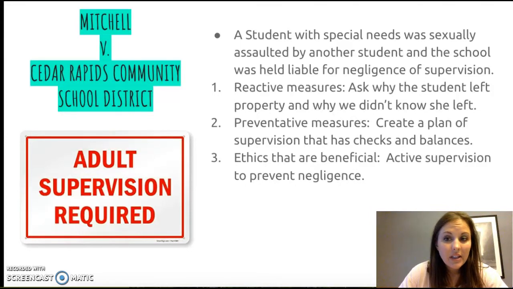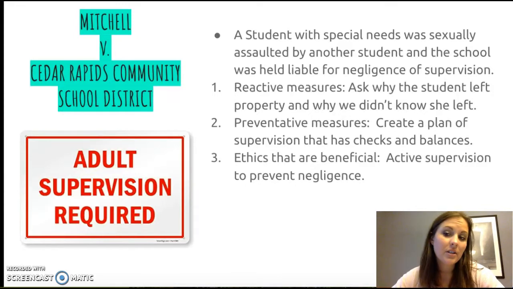A student with special needs was sexually assaulted by another student, and the school was held liable for negligence of supervision. This also happened off campus during after school hours, but it was at a school event. The school was held negligent, because this student was supposed to be supervised at all times, and she happened to get away from supervision and ended up being with the student and being sexually assaulted.